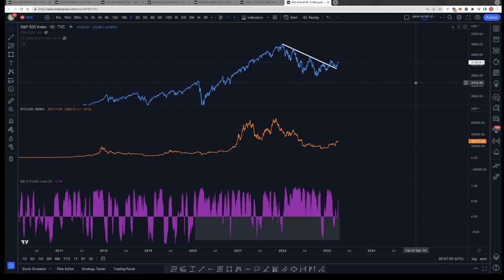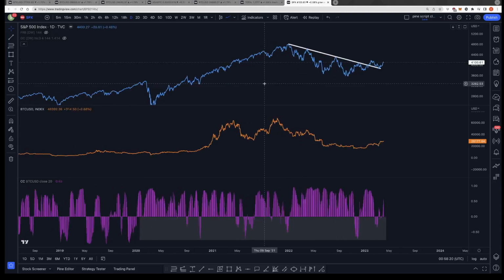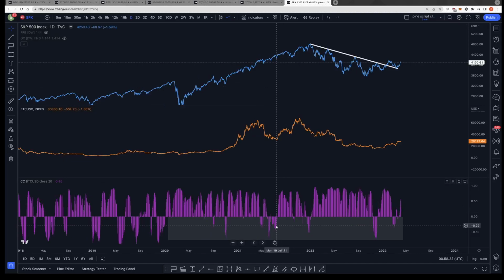So we got the SPX up here. On the bottom we have a correlation coefficient. In the middle we have Bitcoin. These are two line charts, and on the bottom is a histogram. When the purple is on top, Bitcoin and SPX are positively correlated. That means they are essentially moving together, be it up or down. The movements are pretty much the same. And when the histogram drops below the zero level, essentially they break correlation.